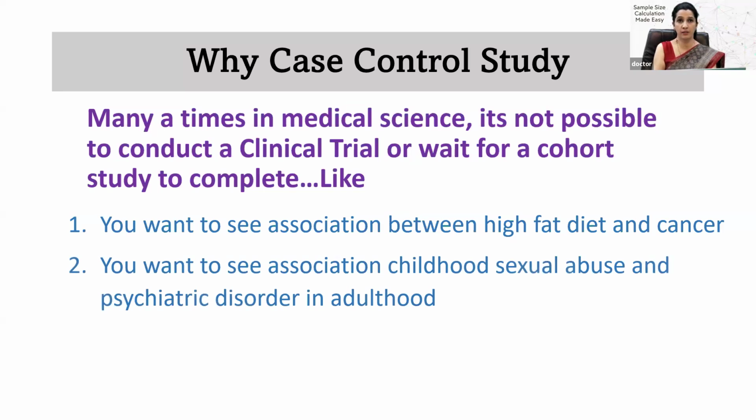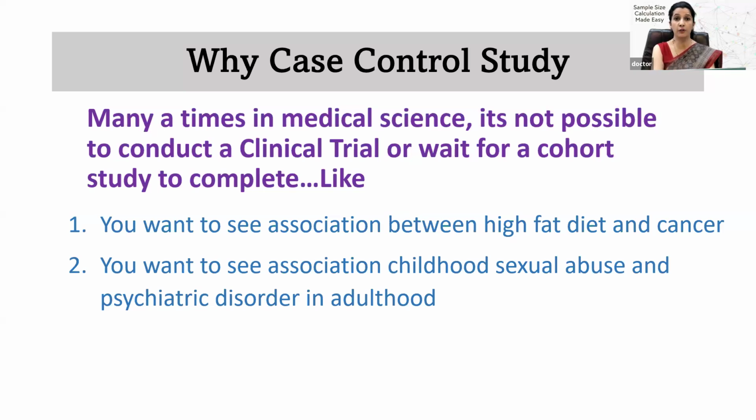Similarly, for this research question, if I want to see the association between childhood sexual abuse and psychiatric disorder or depression in adulthood, then definitely a case control study will be the best way to prove this association, since the exposure has happened in childhood and the outcome is happening in adulthood.